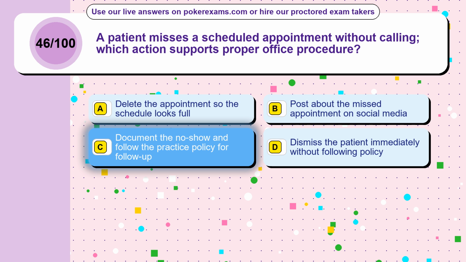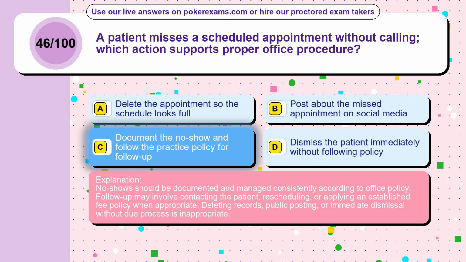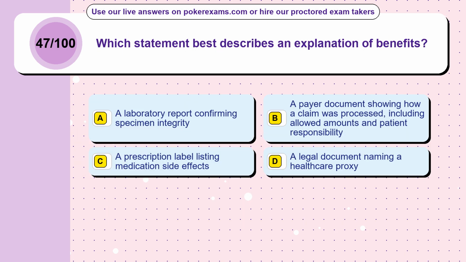Document the no-show and follow the practice policy for follow-up. No-shows should be documented and managed consistently according to office policy. Follow-up may involve contacting the patient, rescheduling, or applying an established fee policy when appropriate. Deleting records, public posting, or immediate dismissal without due process is inappropriate. Question 47. Which statement best describes an explanation of benefits?